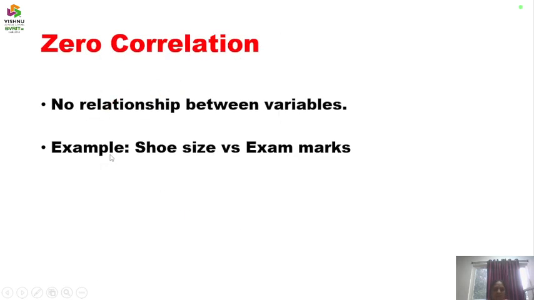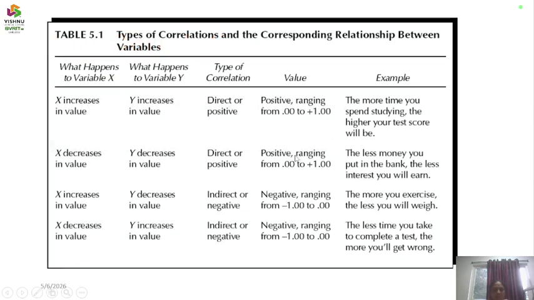Now coming to zero: there is no relation between both, for example shoe size and exam marks. There is no relation between shoe size and exam marks, right? So zero correlation. The picture I kept here is to better understand the examples, and the values I also kept here to get more connectivity between the correlation and correlation coefficients, right?